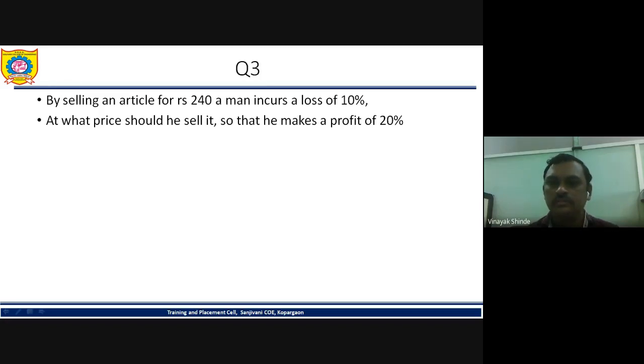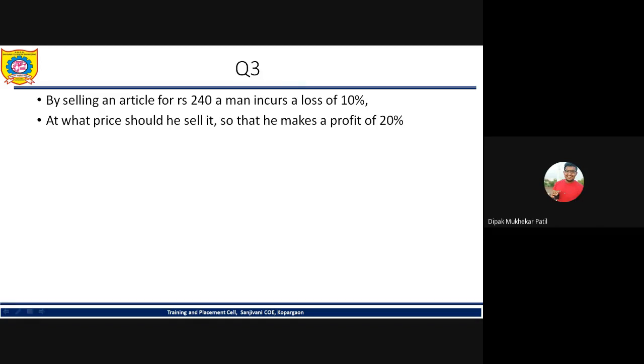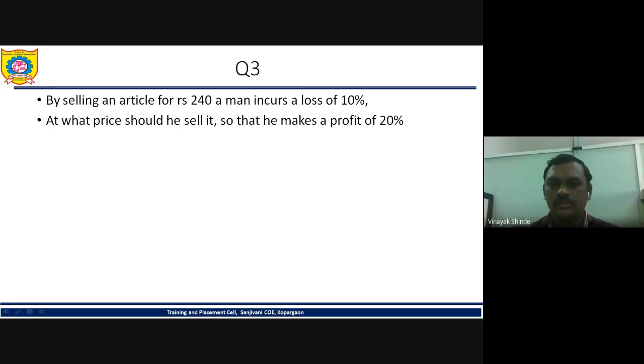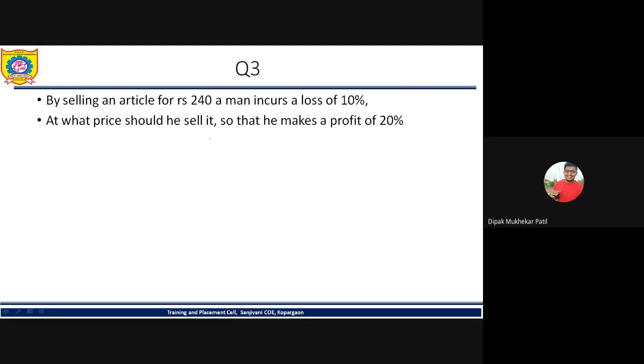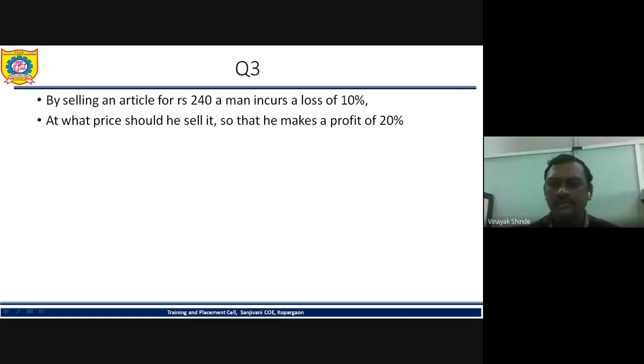Deepak Mukhekar. Yes, sir. Deepak, how can you solve this problem? You got the answer? Yes, sir, 1 minute. Other students, how did you get the answer? Anyone? Write your answer in the chat box.